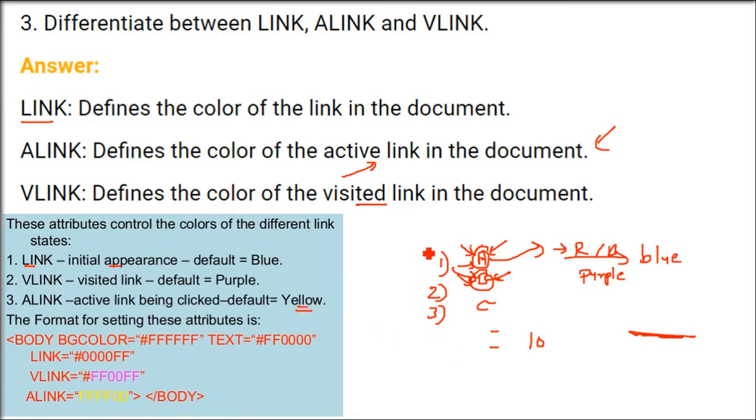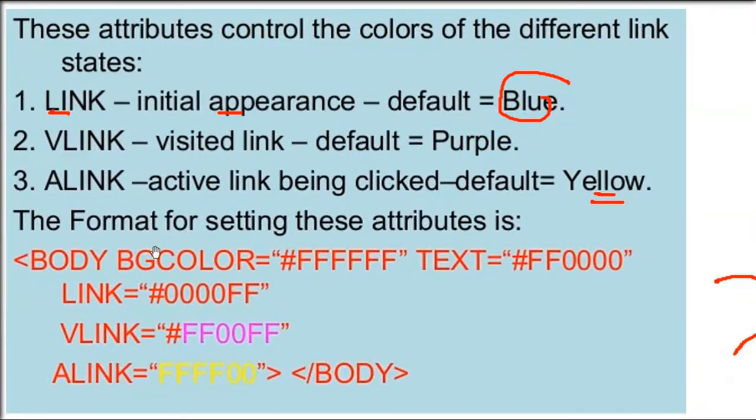So these are different colors, and the important thing is, when you take the mouse, it has to be the active link. So present is active link. Vlink is the past, visited link is the past, you already visited it, and link is already there, you have not visited it.